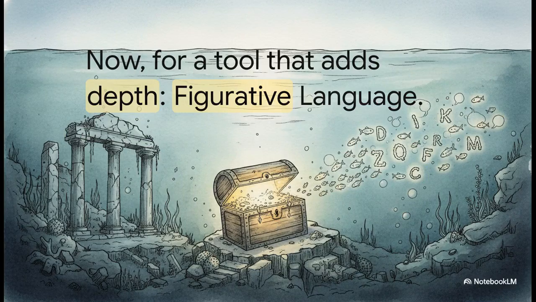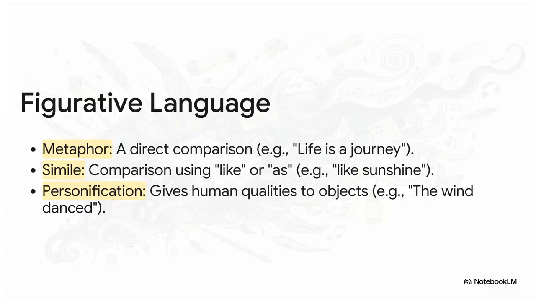But what happens when words mean more than what's in the dictionary? That's where our next tool comes in. It's called figurative language, and it's how poets create these amazing layers of meaning. Now, here are 3 of the big ones you'll see all the time. You got the metaphor, which is a direct comparison, saying one thing is another. A simile is a little softer. It makes a comparison using like or as. And then there's personification, which is just fun. It's giving human qualities to things that aren't human, like saying the wind danced.